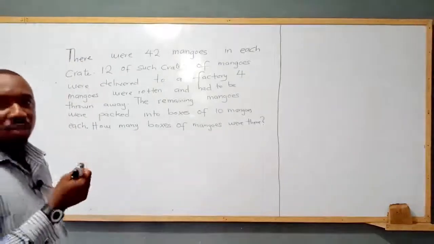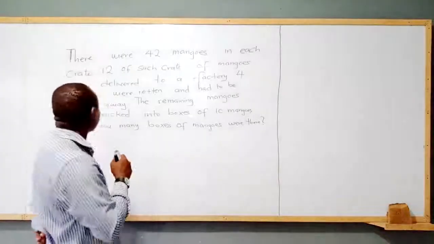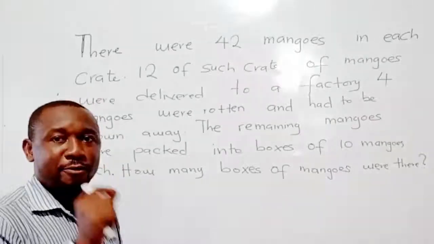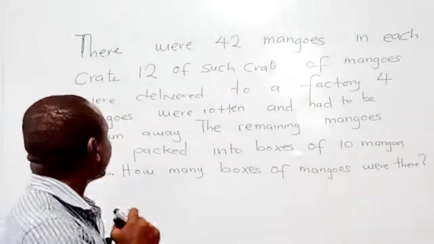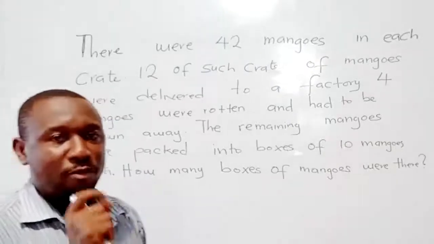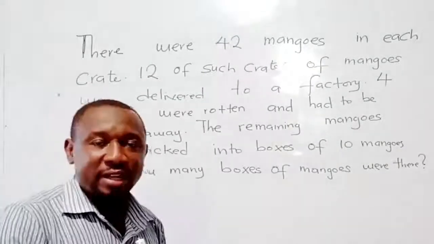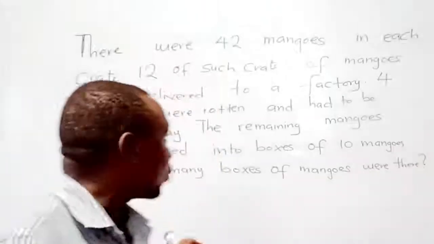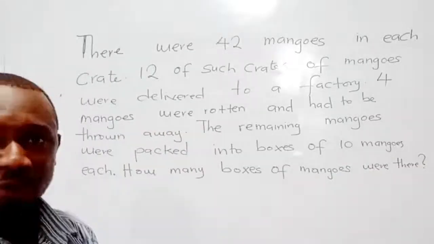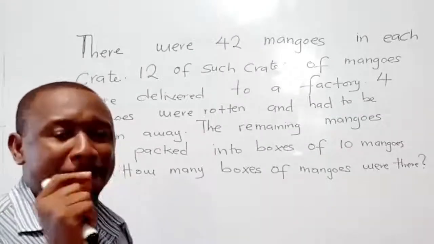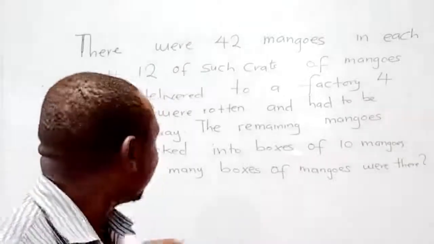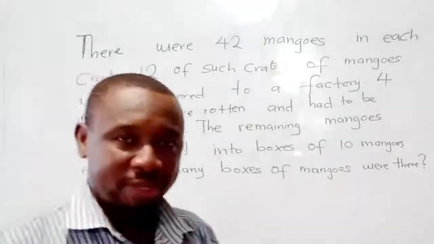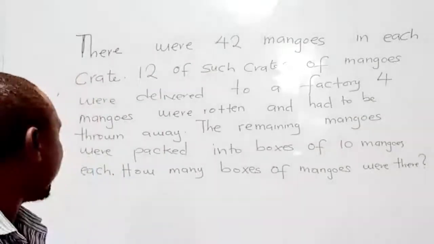Now let's read the question together. There were 42 mangoes in each crate. 12 of such crates of mangoes were delivered to a factory. 4 mangoes were rotten and had to be thrown away.